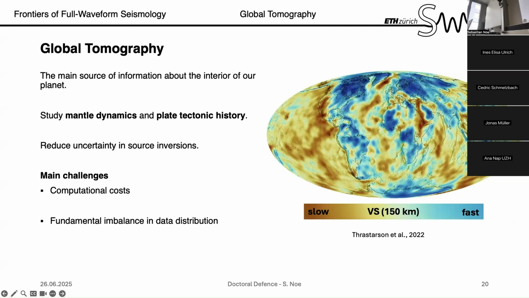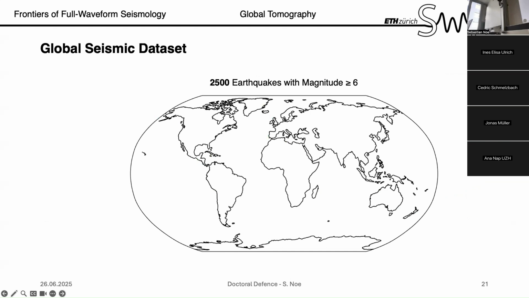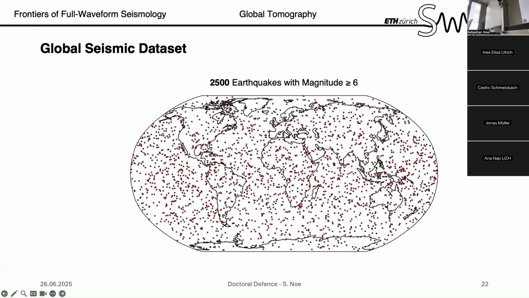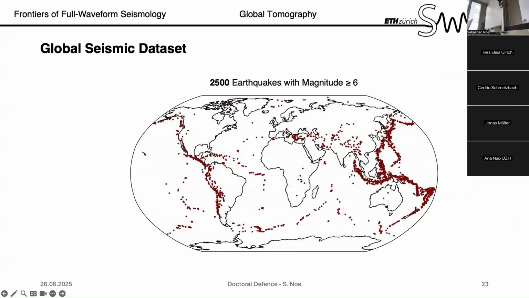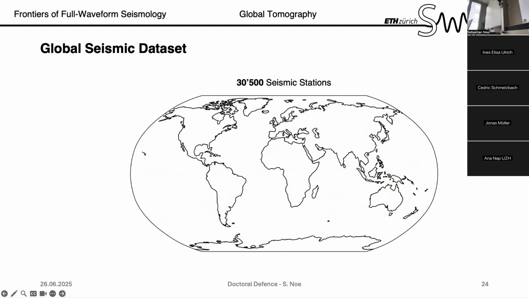But just to visualize how fundamental the imbalance is, let's say we take the earthquakes above magnitude 6. So we need some kind of threshold, because otherwise we don't have enough amplitude all around the globe to actually have a measurement. And let's just distribute these 2,500 earthquakes around the globe. For a uniform distribution, it would look like this. But actually, our true distribution is really localized along tectonic plate boundaries.